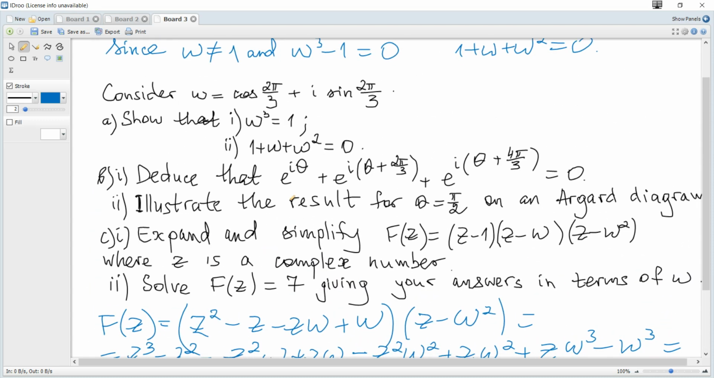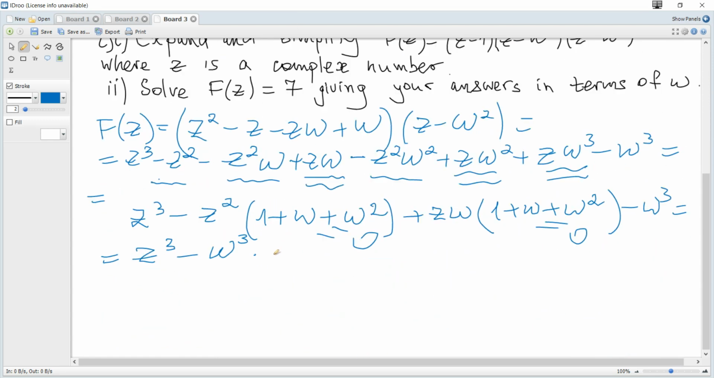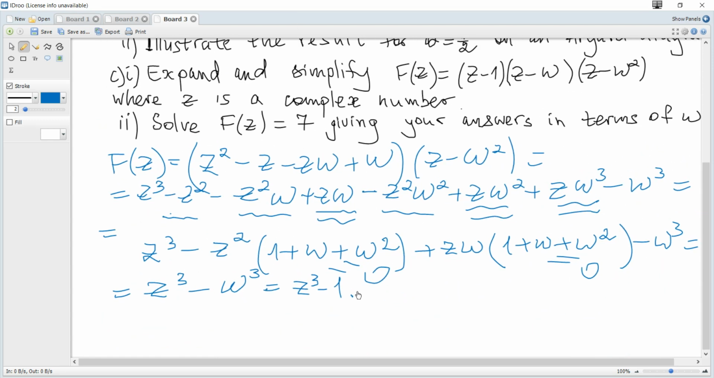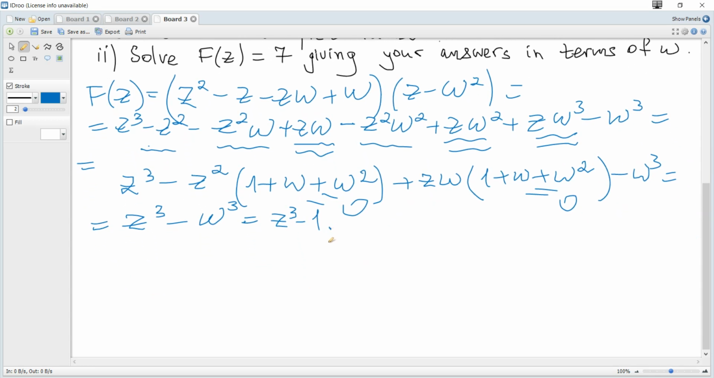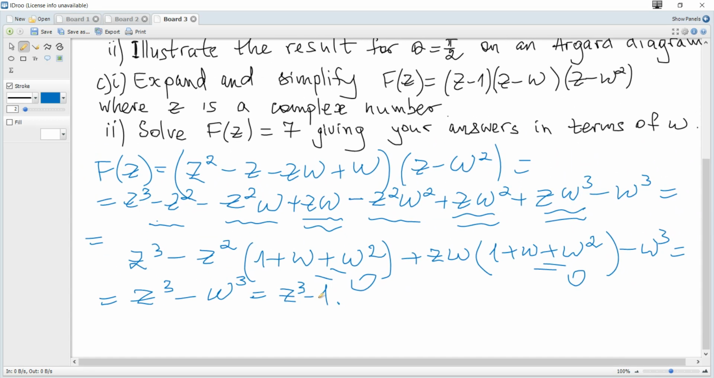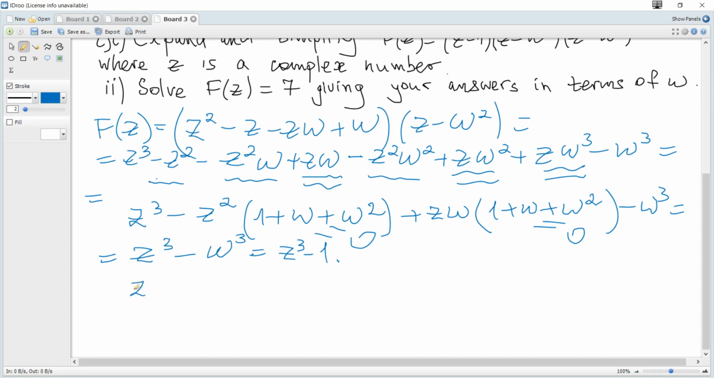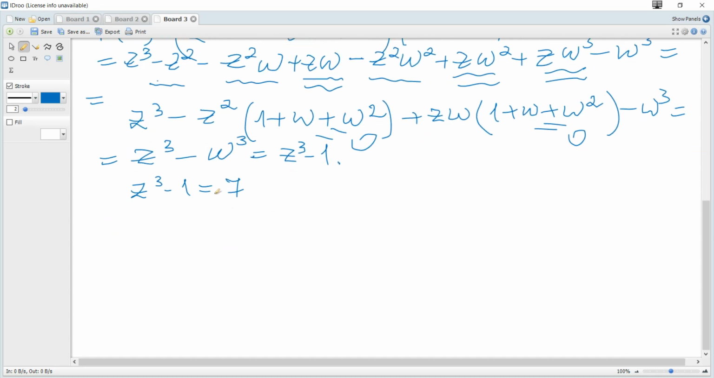And omega cubed is 1, so it becomes z cubed minus 1. And the next, solve f of z is 7, so it becomes z cubed minus 1 is 7, giving the answers in terms of omega, so we need just solve it. Hence it becomes z cubed is 8, and we need to find the cubed root, and we do as usual.